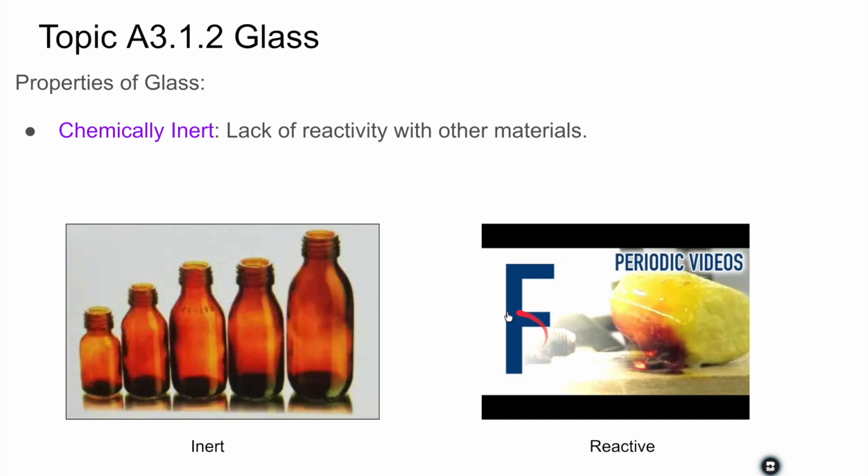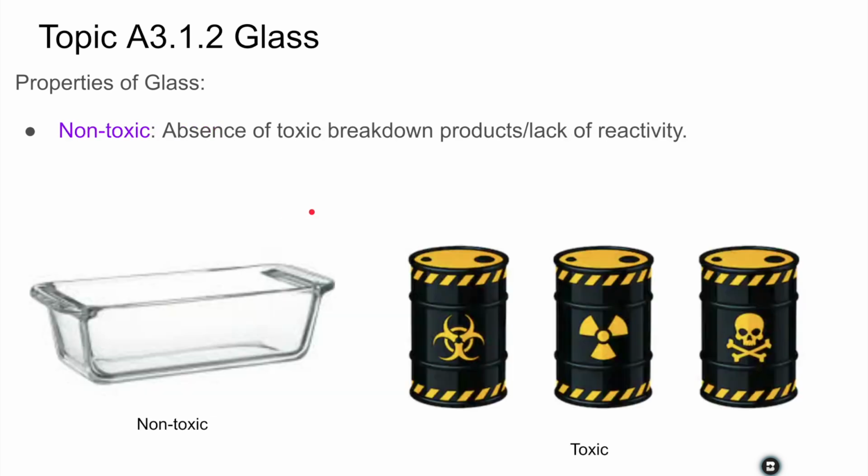Now, there are some exceptions. For instance, hydrofluoric acid. This is a video about fluorine. Hydrofluoric acid actually will react with glass. So you actually have to put hydrofluoric acid in plastic bottles. But most things won't react with glass. It's non-toxic. That means it's not going to break down. And for instance, this baking pan right here is not going to break down and add weird toxic chemicals to your food.